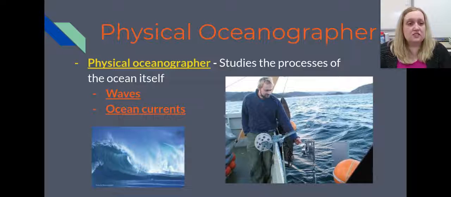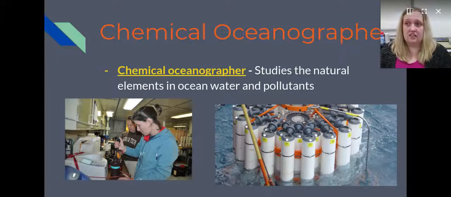Our first one is a physical oceanographer. Physical oceanographers are going to study the ocean processes themselves. This can include waves and ocean currents. So this individual has some kind of instrument that they're looking at the current of the water that they're on. Our next one is actually a chemical oceanographer. Chemical oceanographers study natural elements in ocean waters and pollutants.